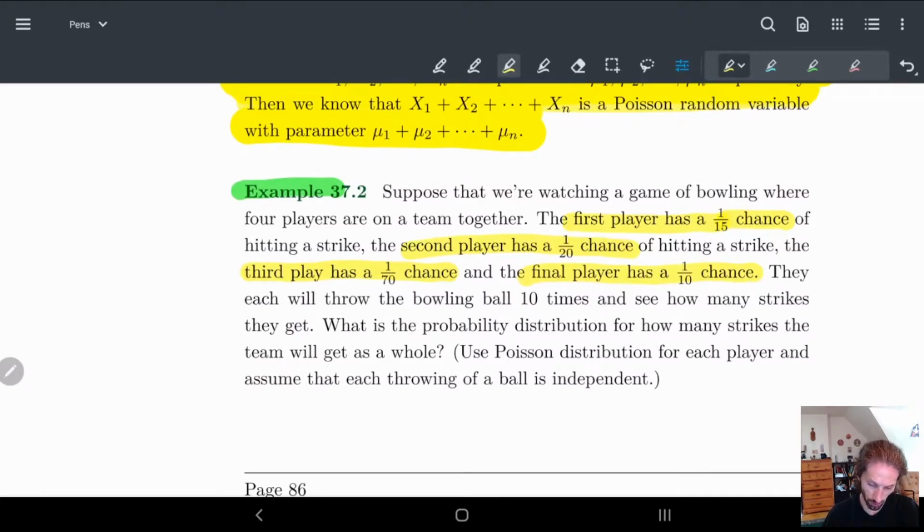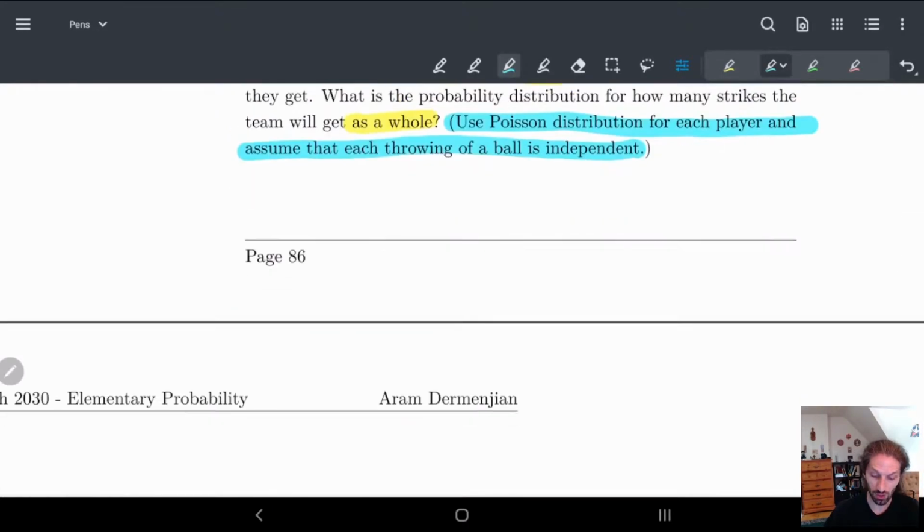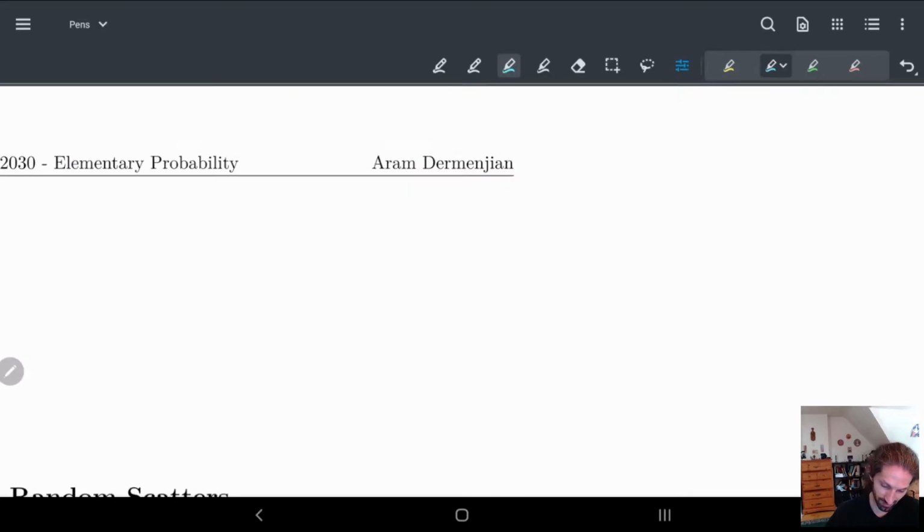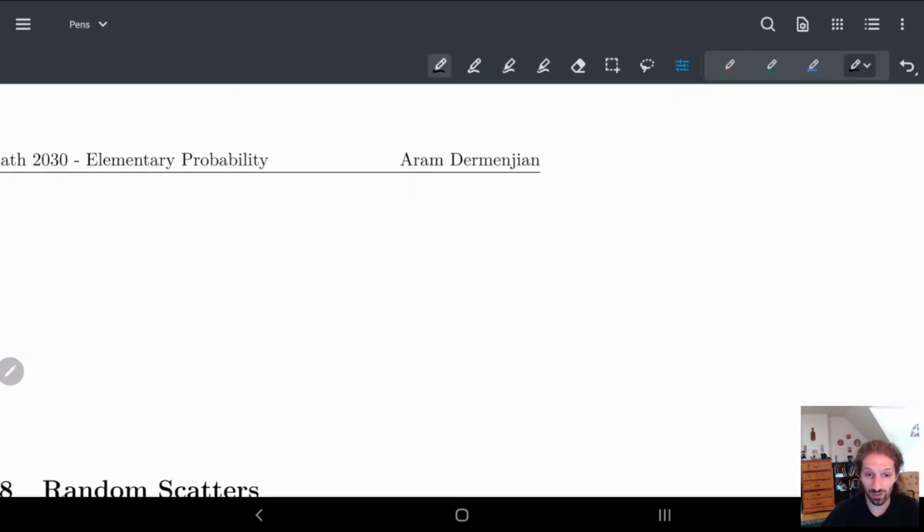So they each will throw the bowling ball 10 times and see how many strikes they get. What is the probability distribution for how many strikes the team will get as a whole? So I want to know as a whole. And here I'm saying use the Poisson, so I'm telling you explicitly use the Poisson distribution for each player and assume that each throwing of a ball is independent. So if I tell you use Poisson, you should probably use Poisson. Okay, so we're using Poisson.